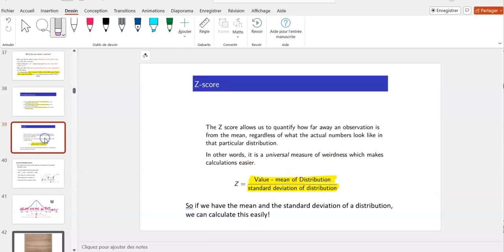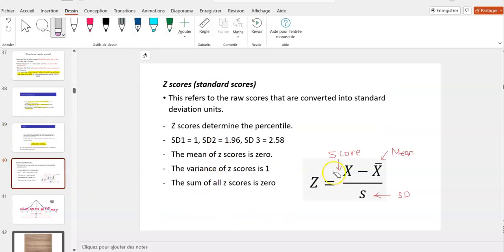Okay. And then the Z-score: how do you obtain that? The individual score minus the mean average, and then you divide by the standard deviation. So you can obtain the Z-score by this simple calculation. You put the individual score, minus the mean score, and then divide by the standard deviation. This is the formula for how you obtain the Z-score.